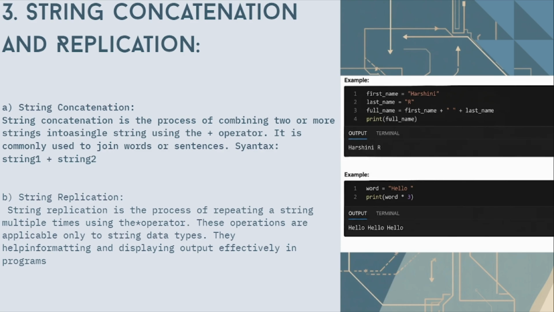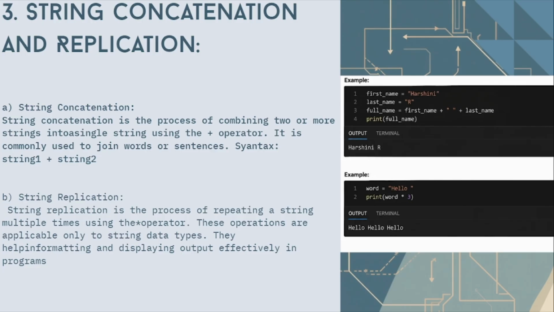Next, string replication. String replication is the process of repeating a string multiple times using the star operator. These operators are applicable only to string data types. They help in formatting and displaying output effectively in programs. So with string replication, we can replicate a string. If you want to print welcome 5 times, you can use welcome star 5. But this star operation, you can only perform on strings. If we use it on integers, 5 into 3, it won't be replicated, it will multiply. So in strings, we can use string replication by using star.